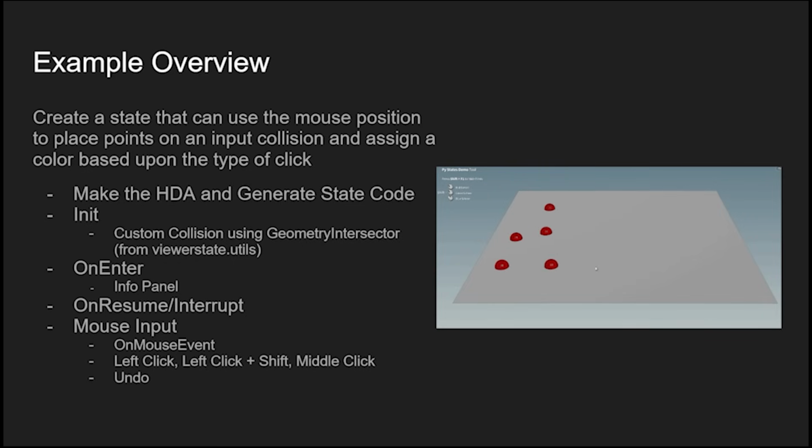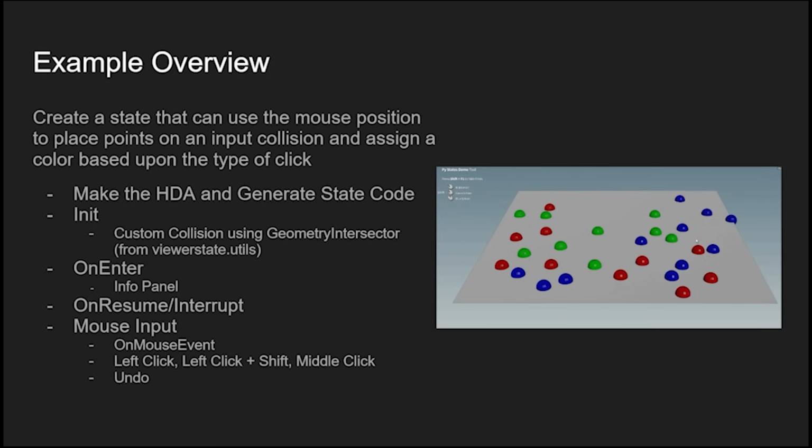So for our example today of how to actually implement a state, we're going to walk through a simple custom state that uses the mouse position and clicks to place spheres on an input collision. Additionally, color will be assigned to each sphere depending on the type of click. To do this, we're going to first make the HDA, set up the node contents and parameters for this task, and then generate the code.